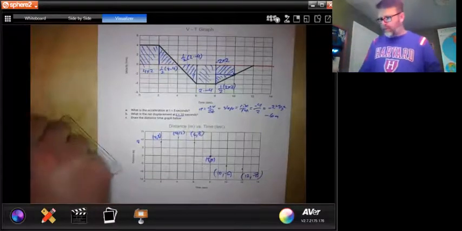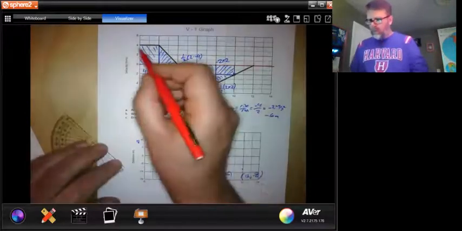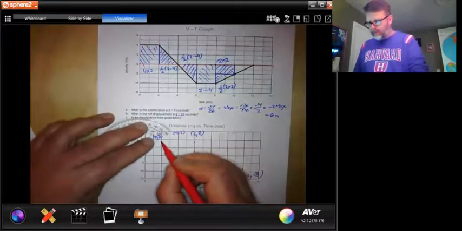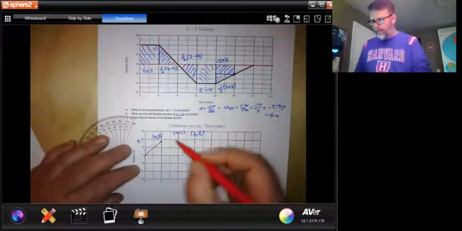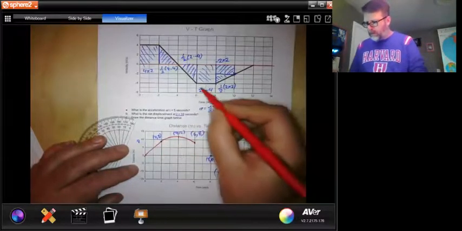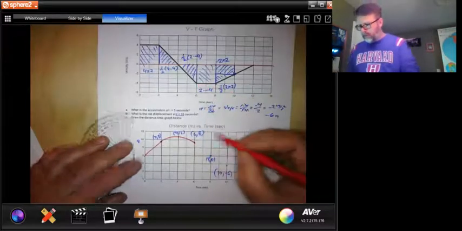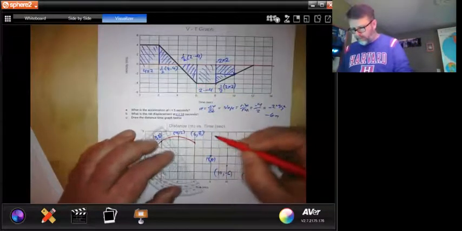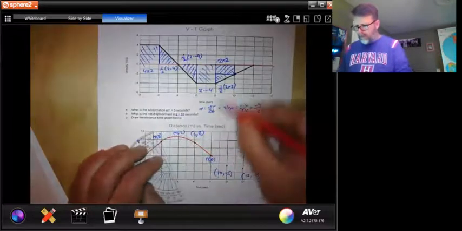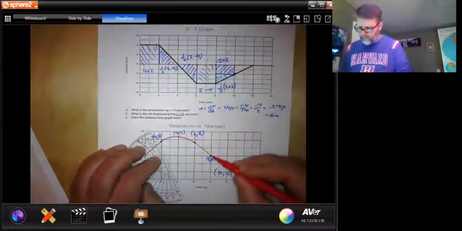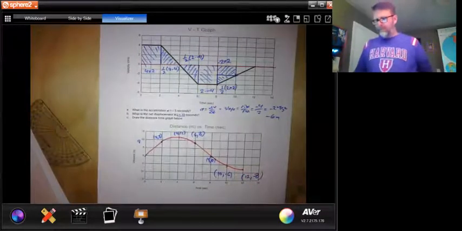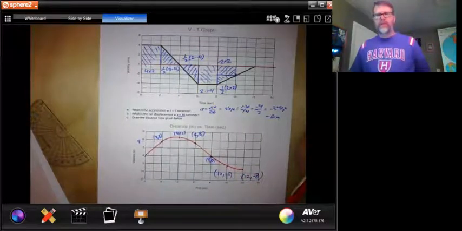So if we try to plot this, notice how this is constant. It's always the same number, always the same slope. This should be rounded. This should always be the same slope, from 6 to 8. And then this should be rounded again. All right, so that is question number 3.